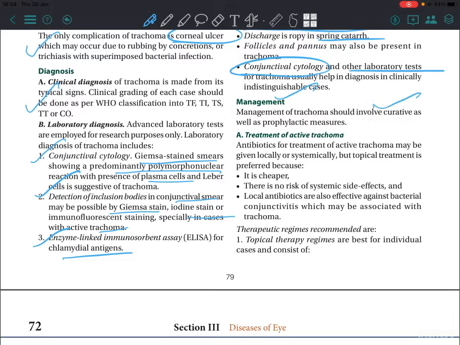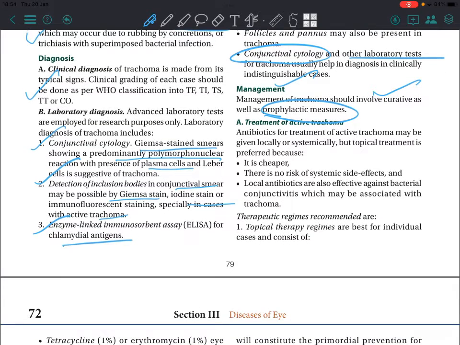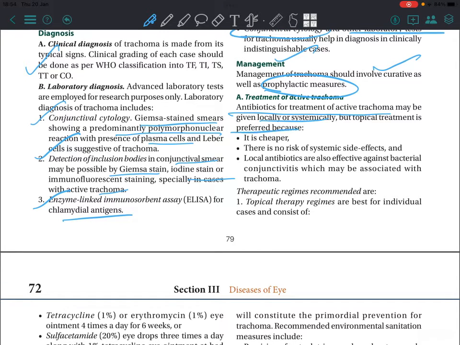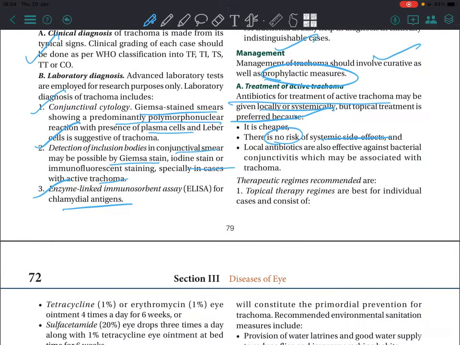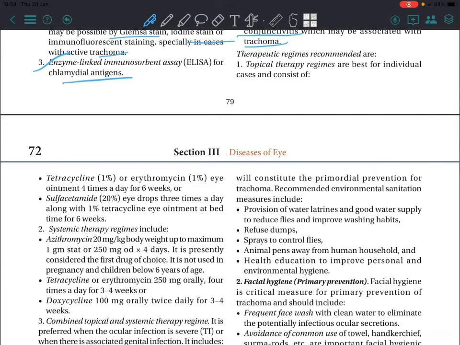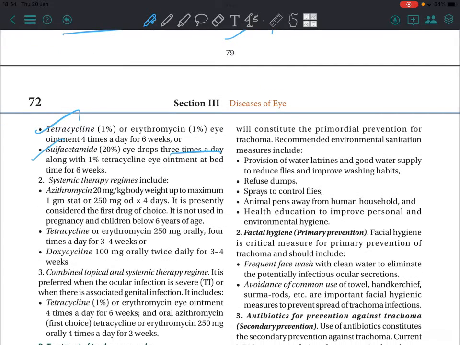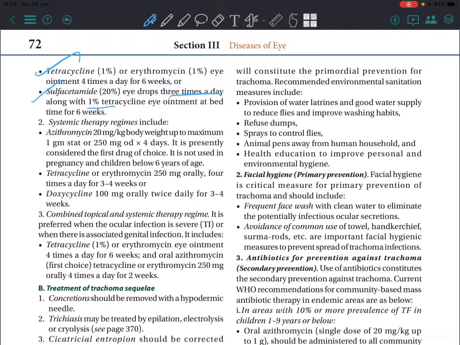Management of trachoma should involve curative as well as prophylactic measures. Treatment of active trachoma. Antibiotics for treatment of active trachoma may be given locally or systemically, but topical treatment is preferred. It is cheaper. There is no risk of systemic side effects. Local antibiotics are also effective against bacterial conjunctivitis, which may be associated with trachoma. Therapeutic regimes include tetracycline, erythromycin, sulfacetamide eye drops 3 times a day, along with 1% tetracycline eye ointment at bedtime.